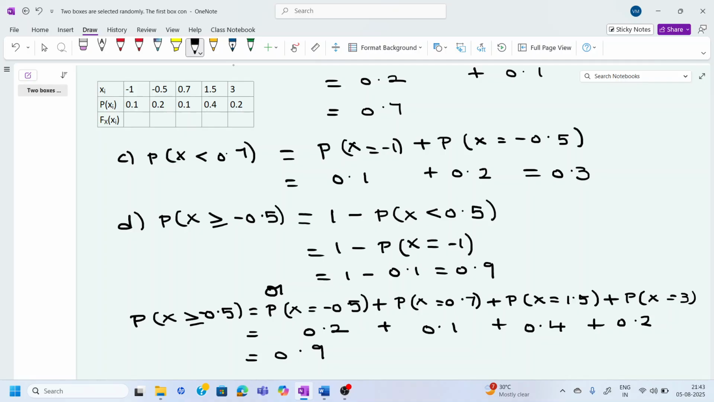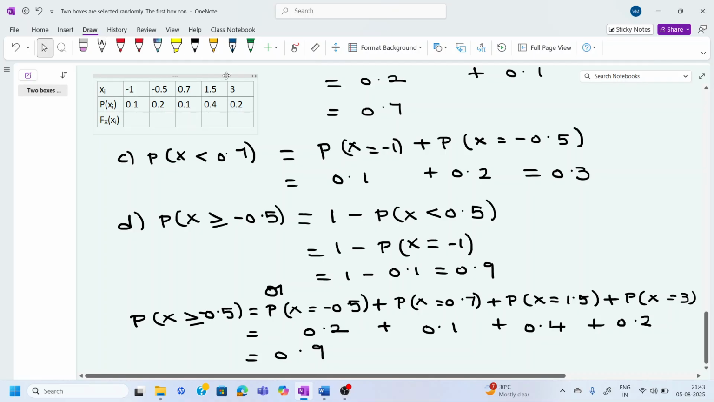So this is how we have to solve the problem on distribution function.